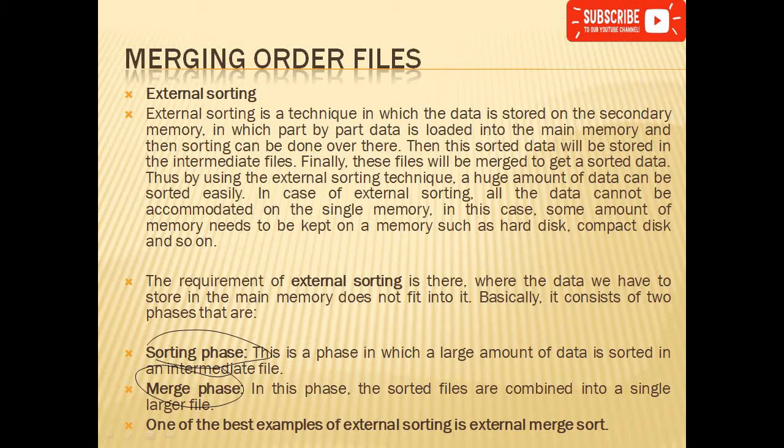So first, if you have a huge amount of data, it is not possible to work with the internal sorting technique, so we'll store this data into a number of files. Based on the file sizes, we'll divide it into parts, and these individual files will be sorted. That is done in the sorting phase. Once the individual files are sorted, then we'll apply the merge phase.